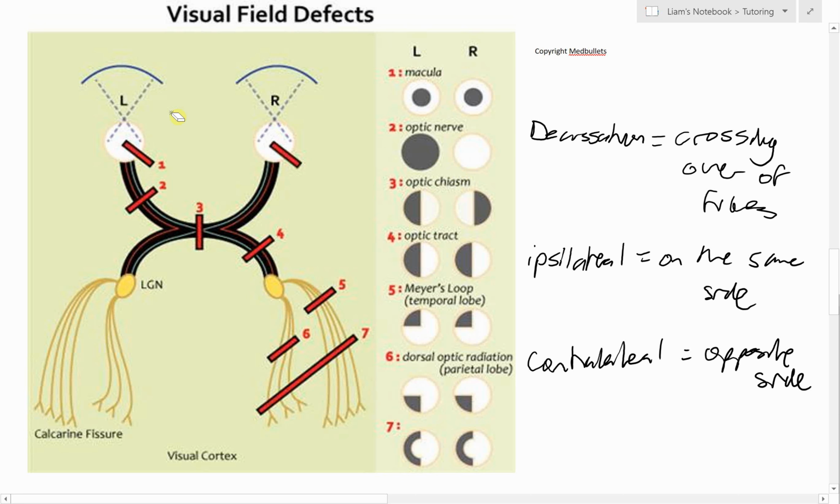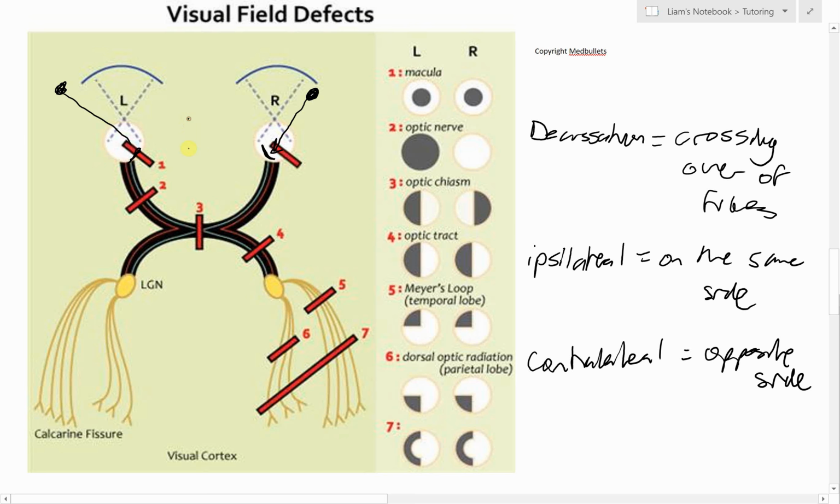The more interesting cases come when we start affecting at the optic chiasm and beyond. At the optic chiasm, if you remember, that's where our nasal fibers decussate. That's where the nasal fibers cross over, whereas the temporal fibers head ipsilaterally. I'll really explain this concept because it can be a bit tricky. The nasal fibers detect the temporal field of view, right?